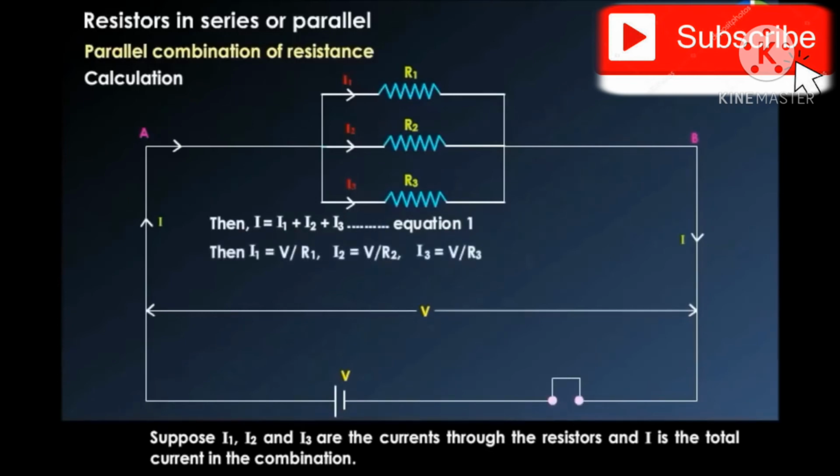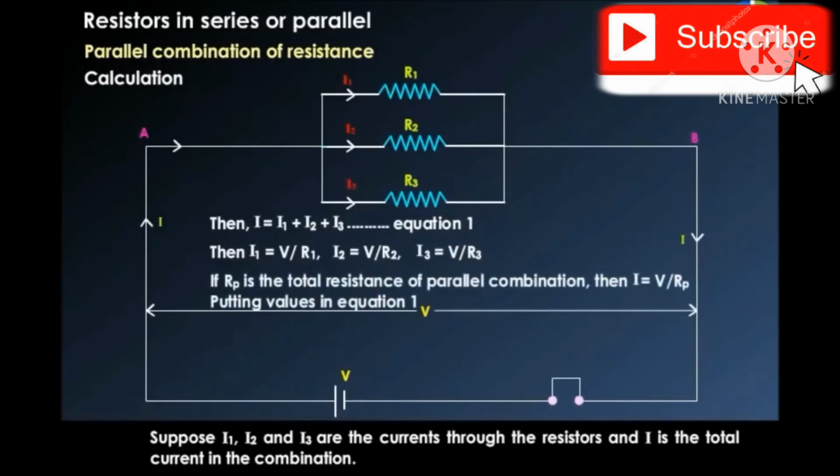Then I1 is equal to V upon R1, I2 is equal to V upon R2 and I3 is equal to V upon R3. If Rp is the total resistance of the parallel combination, then I is equal to V upon Rp. Now putting this value in equation 1, we get V upon Rp is equal to V upon R1 plus V upon R2 plus V upon R3. That is, 1 upon Rp is equal to 1 upon R1 plus 1 upon R2 plus 1 upon R3.